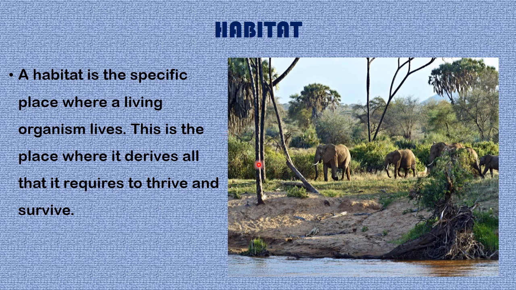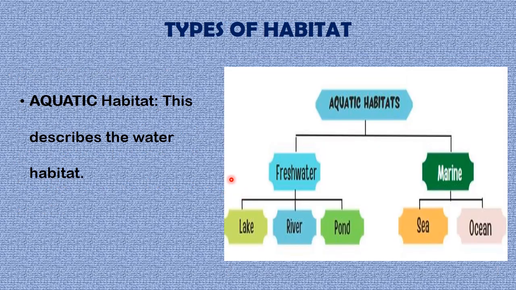Now, moving along, what is a habitat? A habitat is the specific place where a living organism lives. This is the place where it derives all that it requires to thrive and survive, like food, water, shelter, heat, and the likes. Now let's look at the various types of habitat.